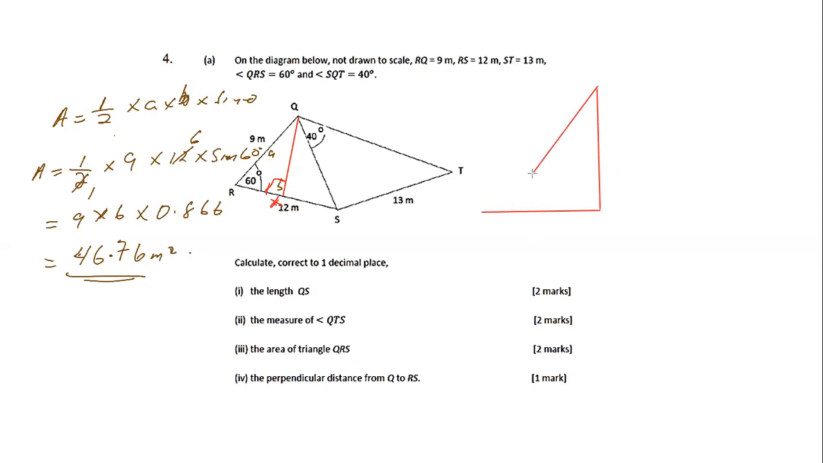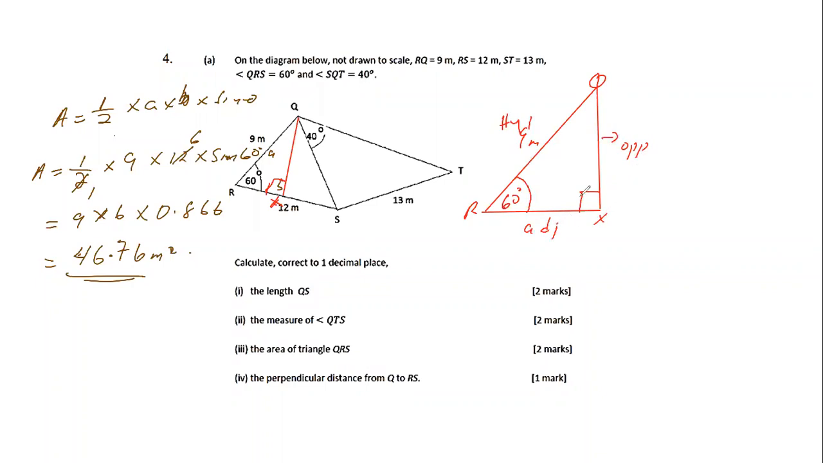Then we'll join this one with that. This side would be R, here would be Q, here would be X. This is the right angle. This angle is 60 degrees. This is 9 meters. We want to find this side. So you will label this side as opposite, this side as hypotenuse, and this side as adjacent.